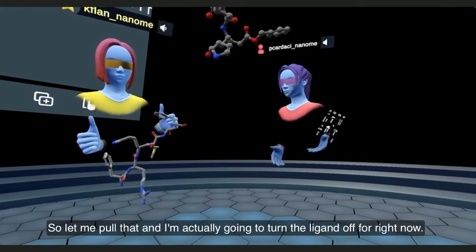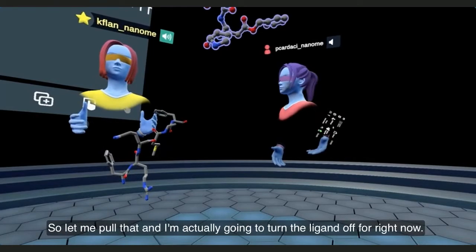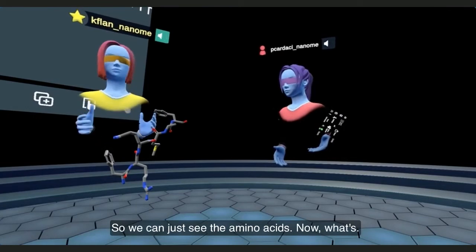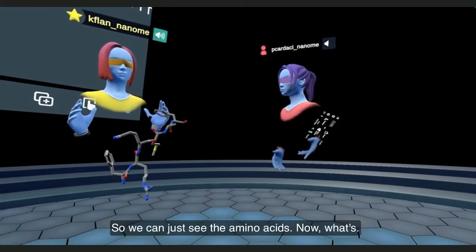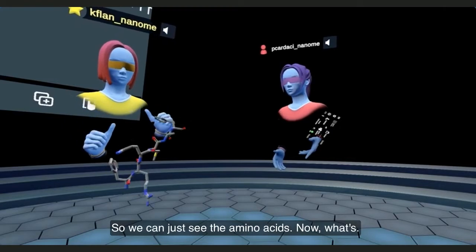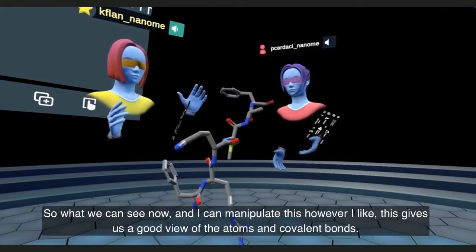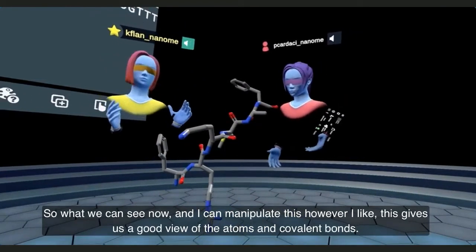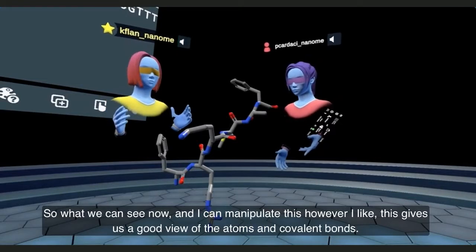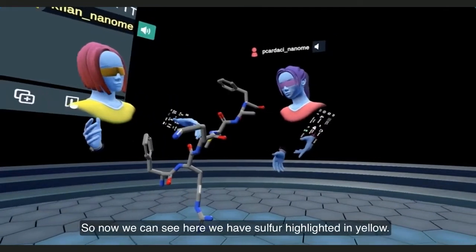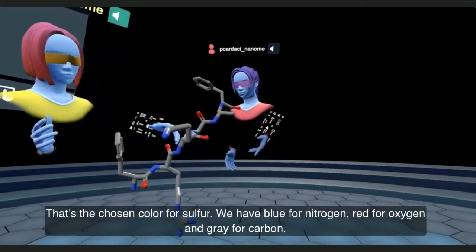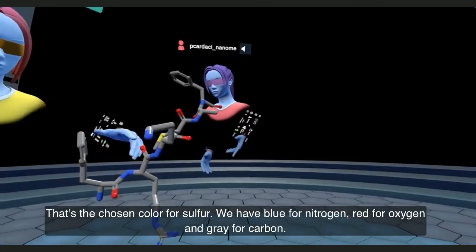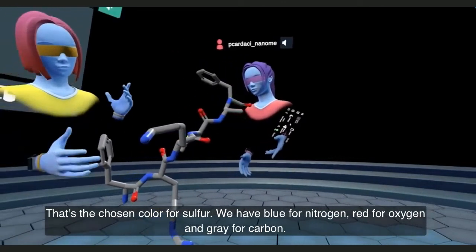So I'm actually going to turn the ligand off for right now. See the amino acids. Now what we can see, and I can manipulate this however I like, gives us a good view of the atoms and covalent bonds. So now we can see here we have sulfur highlighted in yellow. That's the chosen color for sulfur. We have blue for nitrogen, red for oxygen, and gray for carbon.